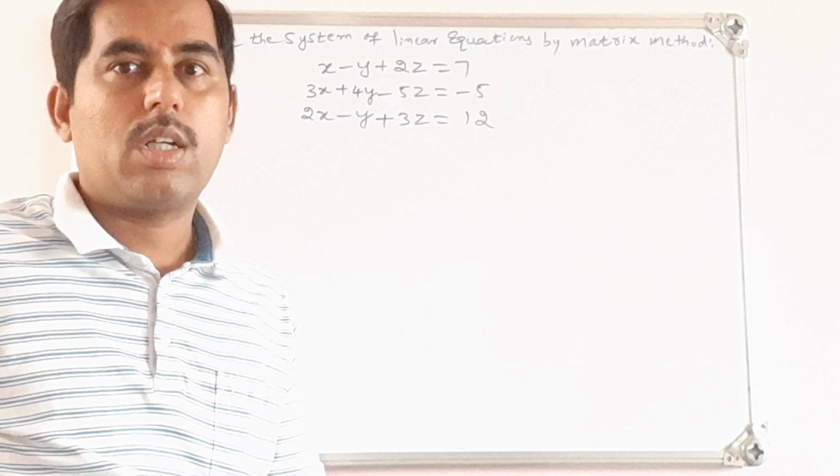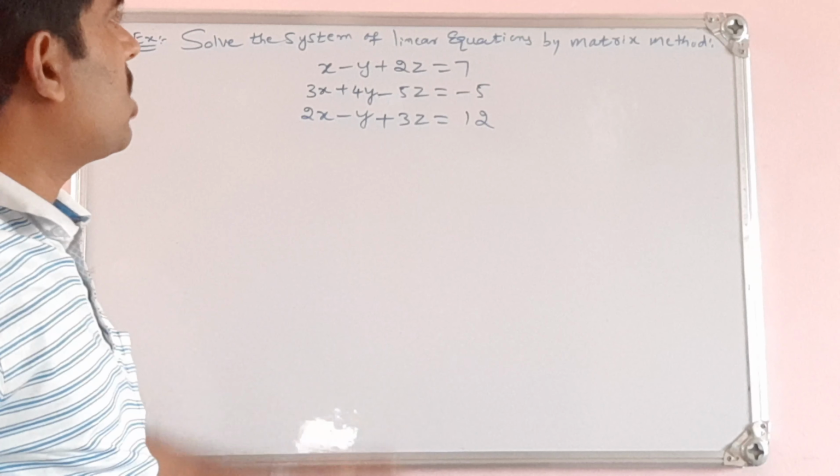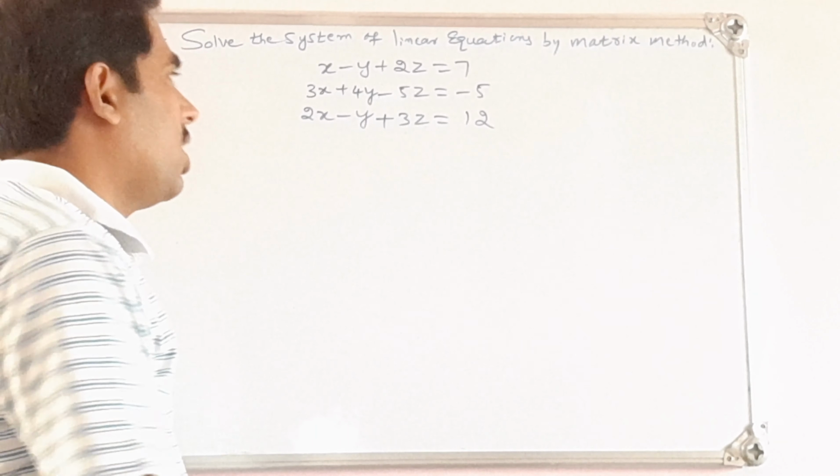So how can we avoid that? We have to solve more and more problems. So let me take up another example here. Solve the system of linear equations by matrix method. So what are the equations given here?